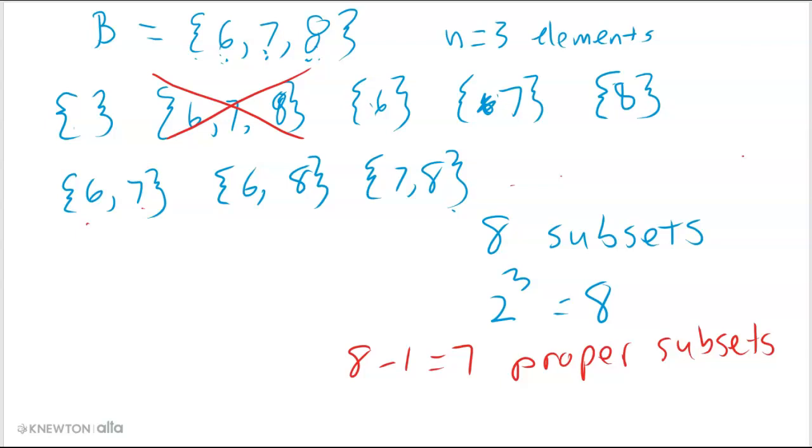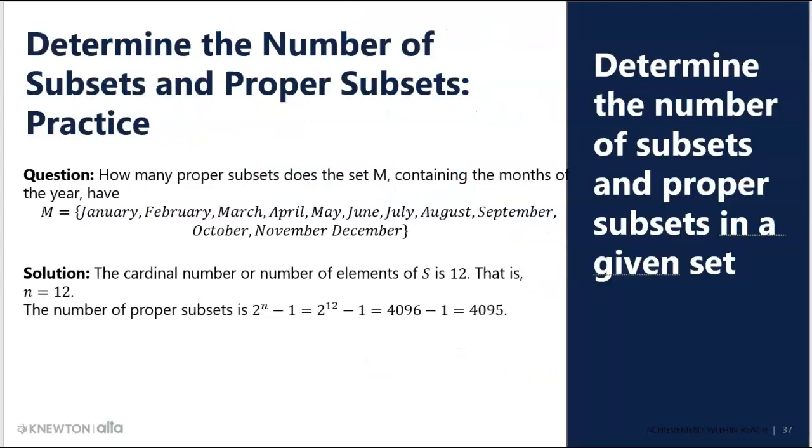Okay, so here's another one where we're not dealing with a set full of numbers, we're dealing with a set full of months. How many proper subsets does the set M containing the months of the year have? Well, we know there are 12 months in the year, and we don't want to write out all those subsets. So the question here, too, is proper subsets. So you can either remember that the formula is 2 to the n minus 1, or find 2 to the n first, and then subtract 1 from it.